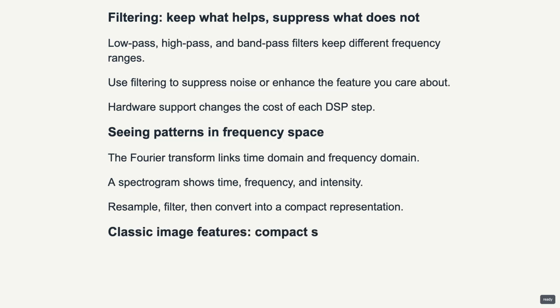Some edge vision tasks do not need a deep network to discover everything from pixels. Classic features reduce the scene to a smaller set of useful structures, which is easier to process on limited hardware.